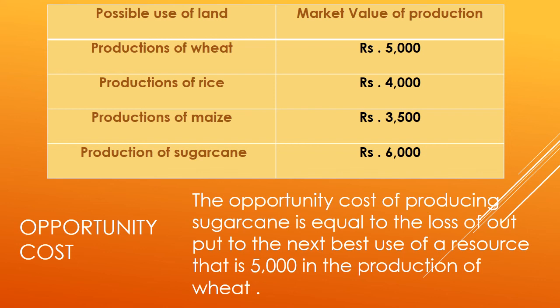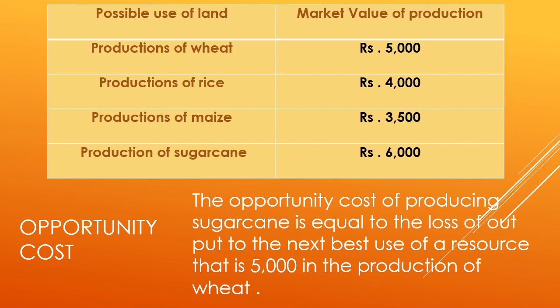So obviously, the market value of production of sugarcane is the one that the economy will choose. But in order to do so, the production of which commodity or good has been foregone or given up? Obviously, the production of wheat, which is the second best alternative use of that resource. So the opportunity cost of producing sugarcane is equal to the loss of output to the next best use of a resource, that is 5,000 in the production of wheat.